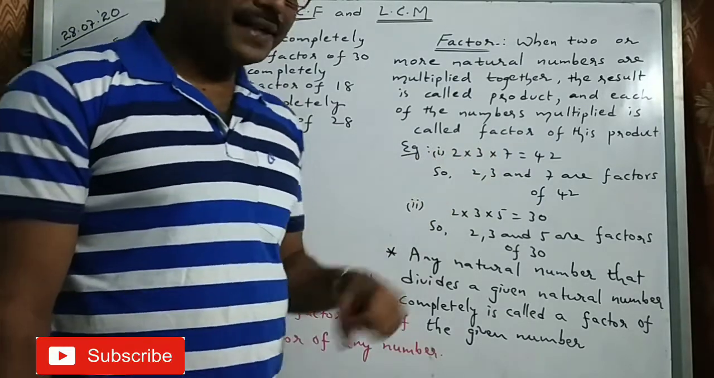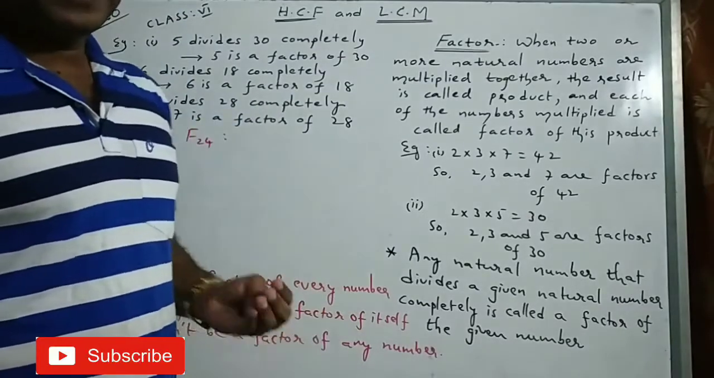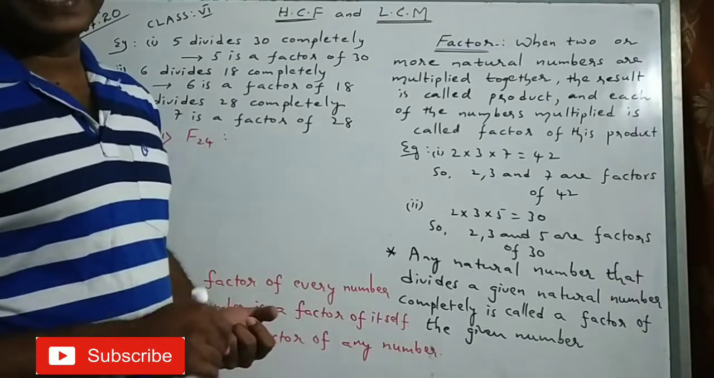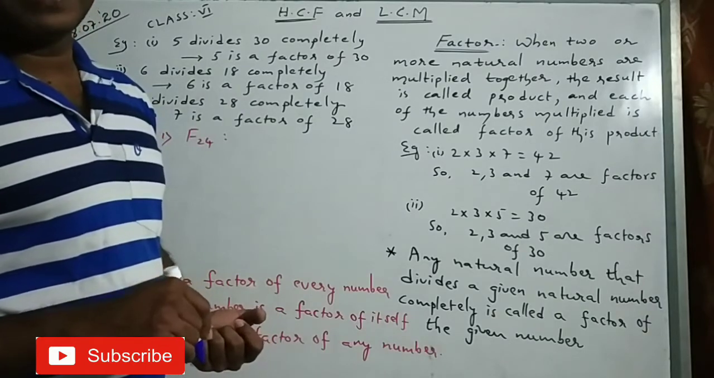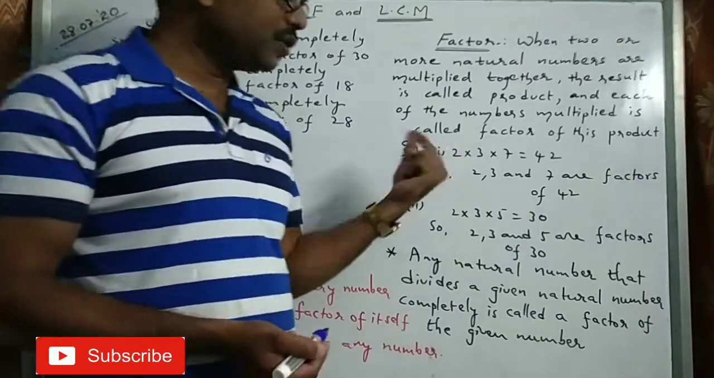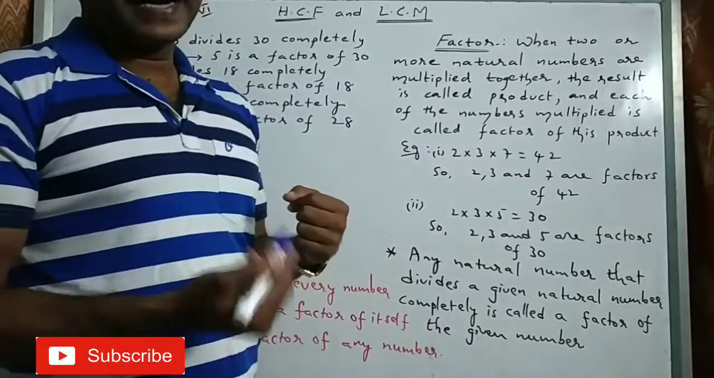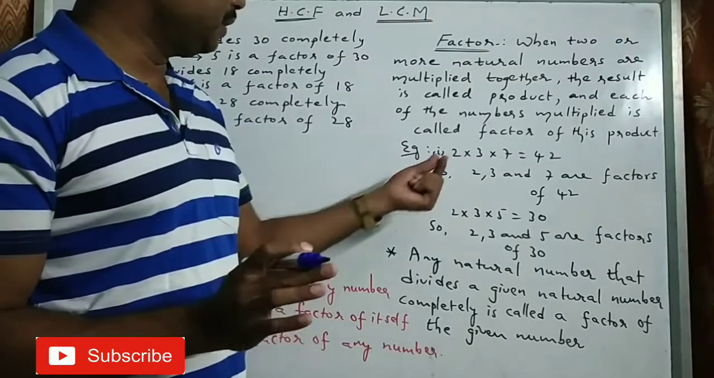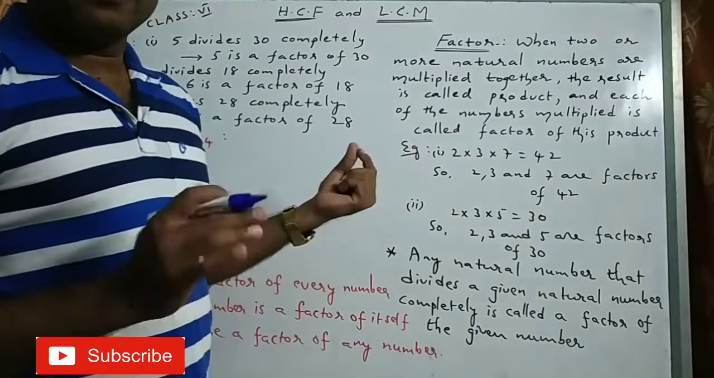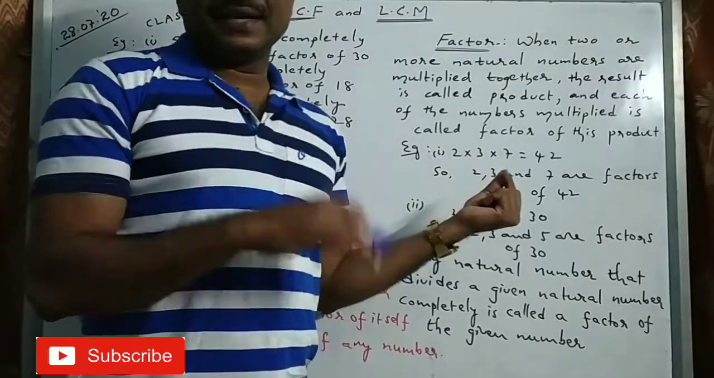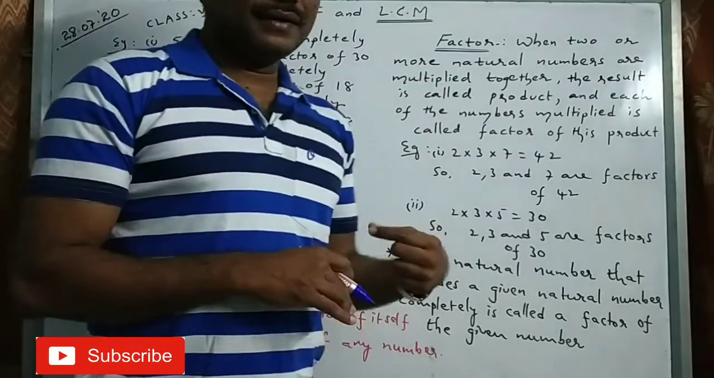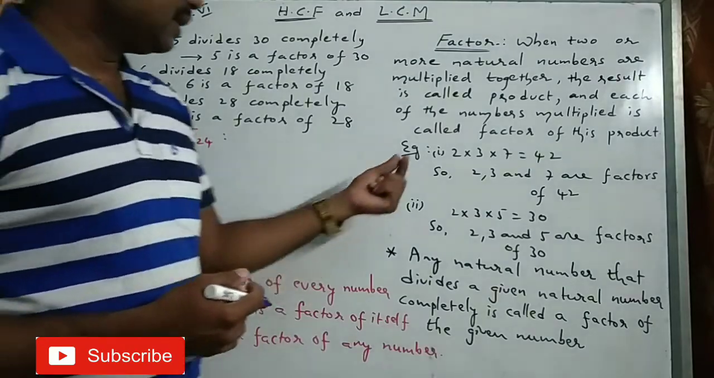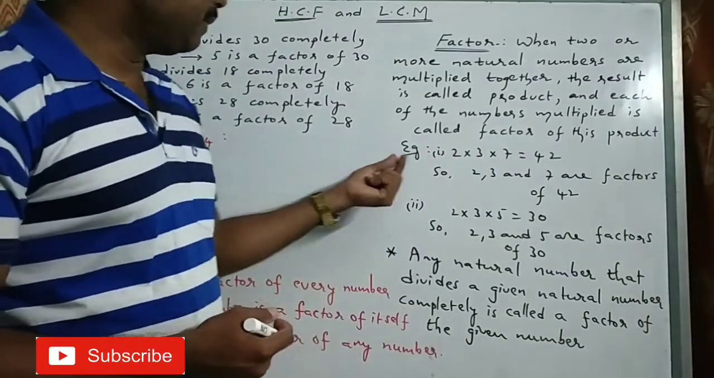2, 3, 7. What is meant by prime number? A number is said to be prime if it has 1 and itself as factors. Suppose 2. What are the factors of 2? 1 and 2. There is no other number that will go in 2. 3: 3 and 1. 1 3s are 3, 3 1s are 3. 7: 7 1s are 7, 1 7s are 7. So such type of numbers are called prime numbers.